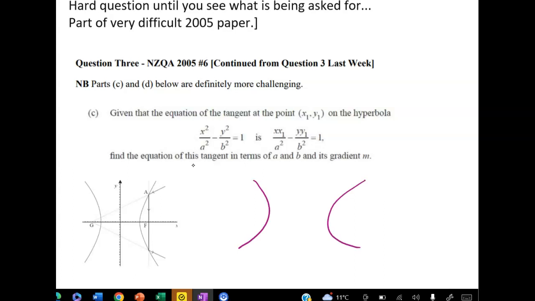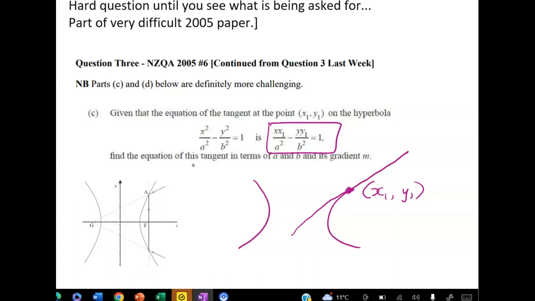What it's telling me is that if I go ahead at a particular point and I draw the tangent line in, then if I just take my values x1 and y1, I can form my tangent equation this easily. Now, we're not proving why that works, right? We've been given that result.